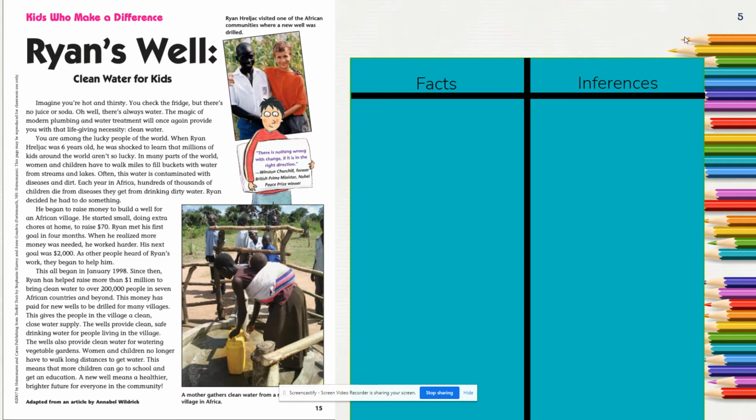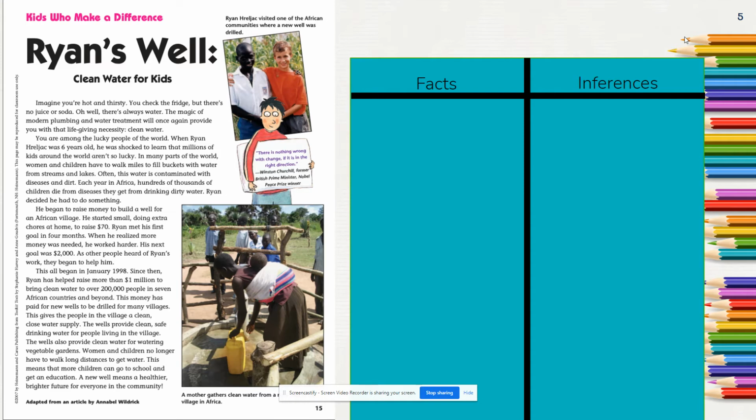Okay, now that you're back and you've copied down the chart, I want to share some more with you. I will have to remember to keep my essential question in mind as I read, and you will do the same. As I think about the title, Ryan's Well, I can't help but wonder about the significance of the well and how essential water is to our daily lives. I wonder if everyone has fresh drinking water as easily as we do.